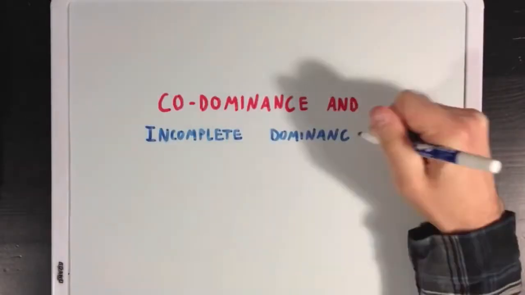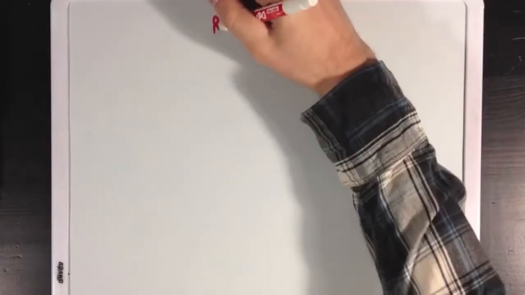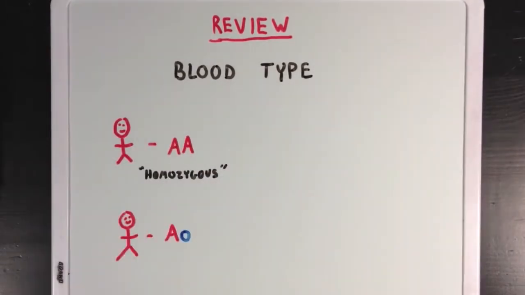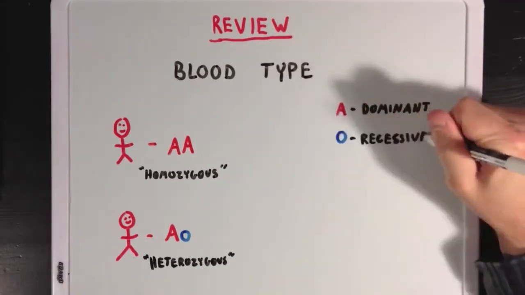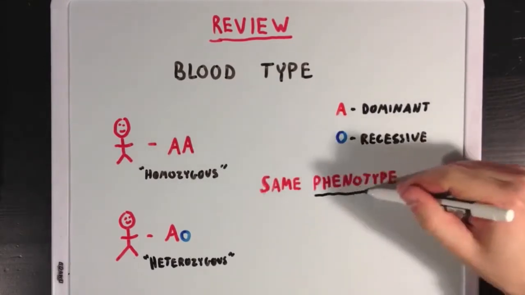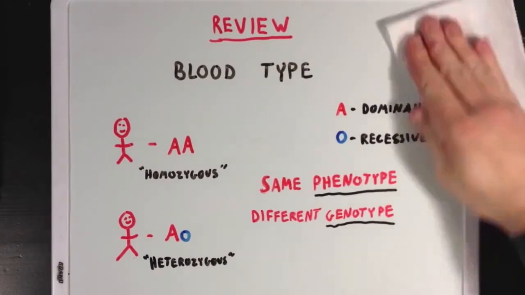So today we're going to talk about codominance and incomplete dominance. But first, let's review the example of blood type, and how someone with the same two alleles coding for the same trait would be called homozygous, and someone with different alleles would be called heterozygous. Also remember the concept of dominant and recessive alleles, and how the A allele is dominant over the O allele in this example. This means that the same phenotype, blood type A, can result from these two different genotypes.